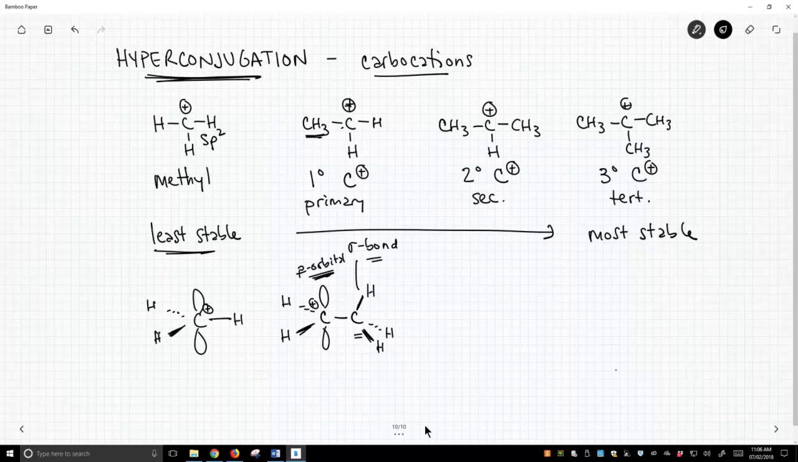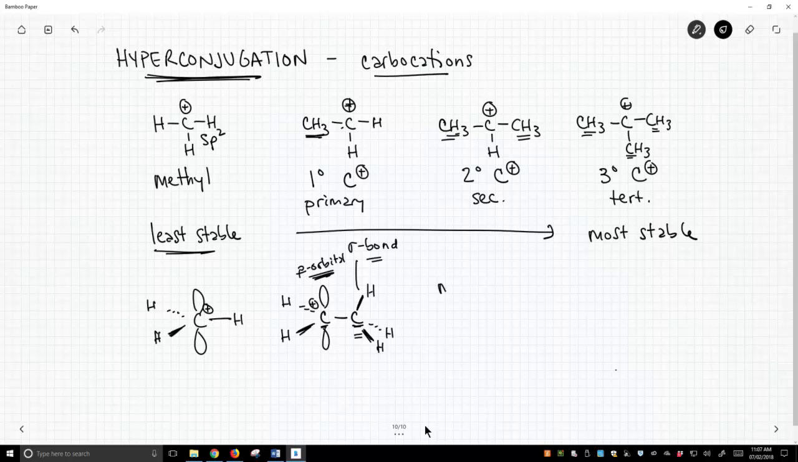And so this carbon feels a lack of electron density, but that lack is alleviated somewhat by the carbon next door with its CH bond. And you can imagine if you had two carbons attached, as we have in the secondary, you get even more alleviation of the lack of electron density on the carbocation. And then if you have three attached groups, you get even more alleviation. So the carbocation becomes more and more stable.